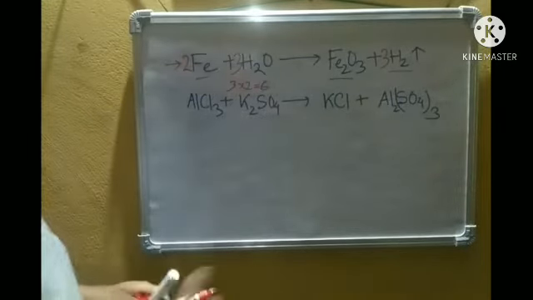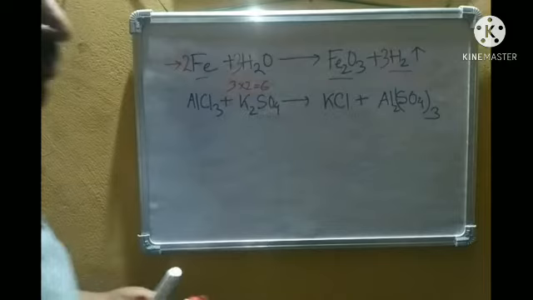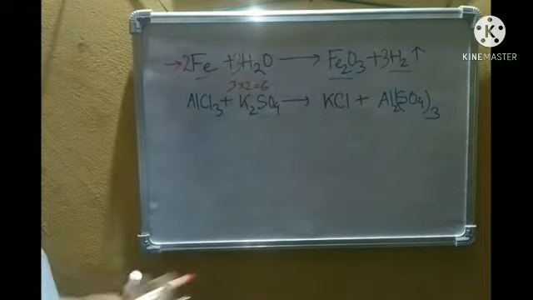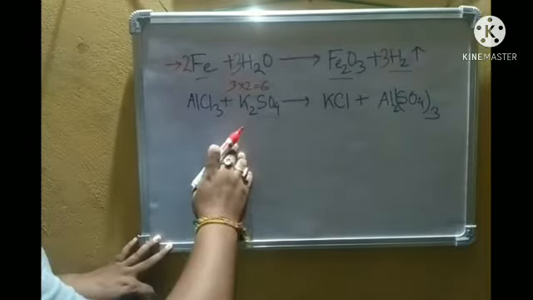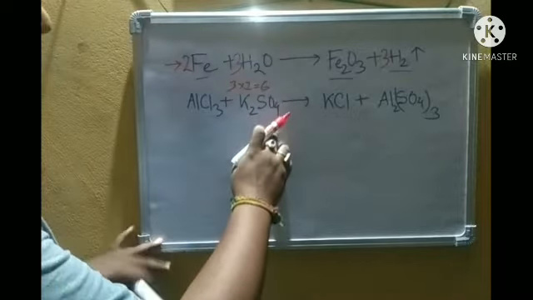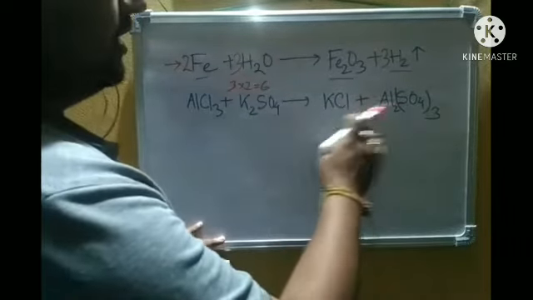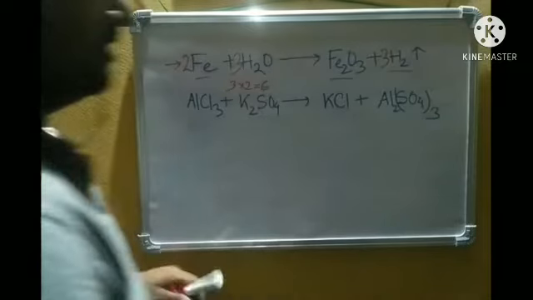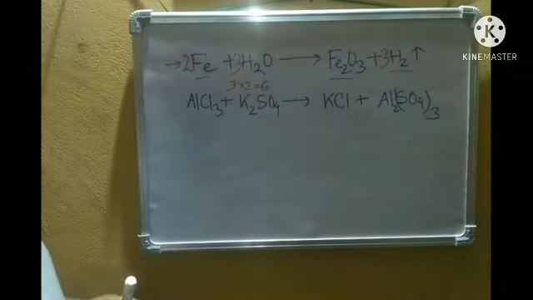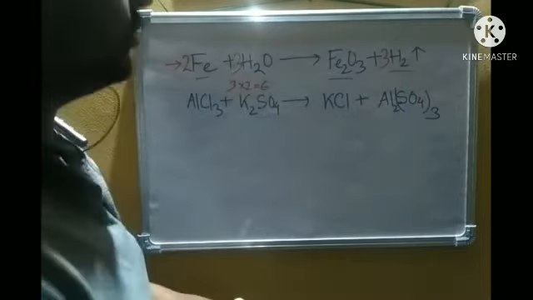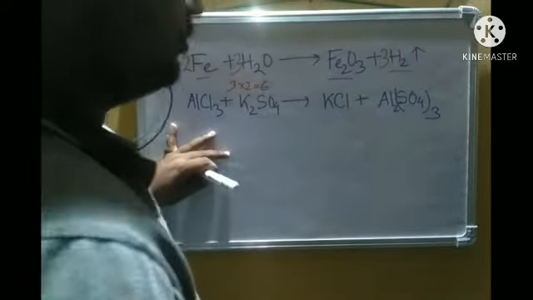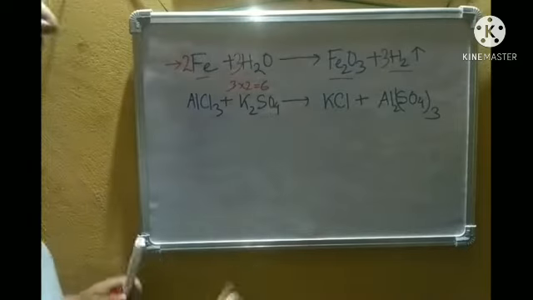Now, for your convenience, we are also considering the other example: aluminum chloride reacting with potassium sulfate to give potassium chloride and aluminum sulfate. We will try to balance it. First of all, you can pause the video and try to balance it on your own. If you can't, then I will be doing it here. You can look at it.